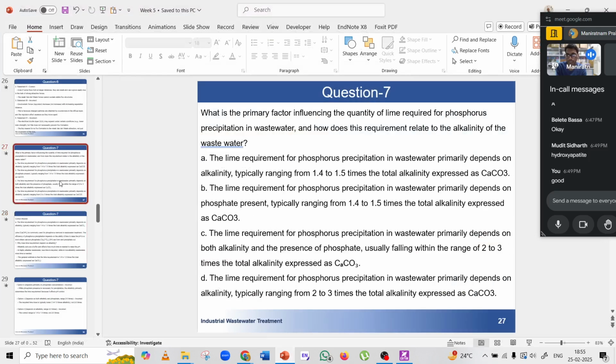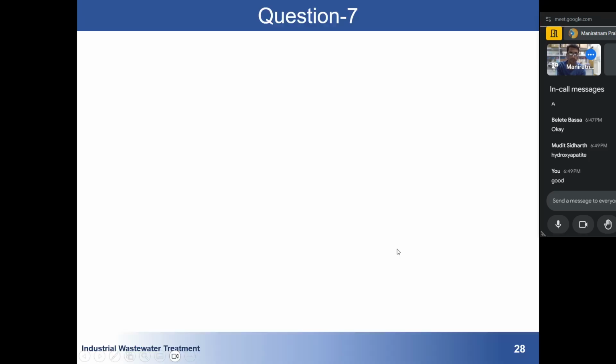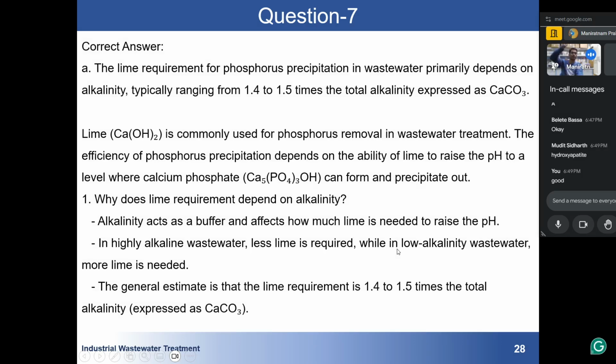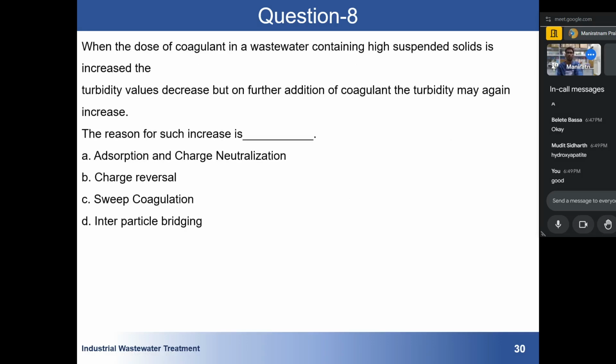So I hope you have got it. The correct answer is A. And just remember the graph. The typical range is 1.4 to 1.5. Question number 8.